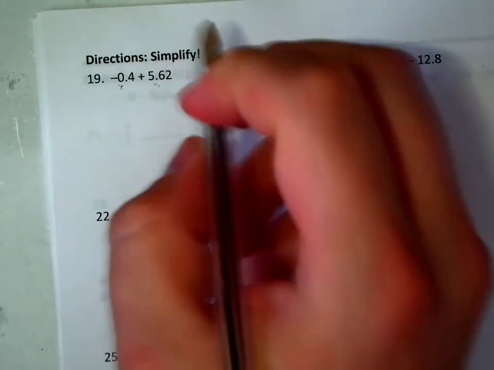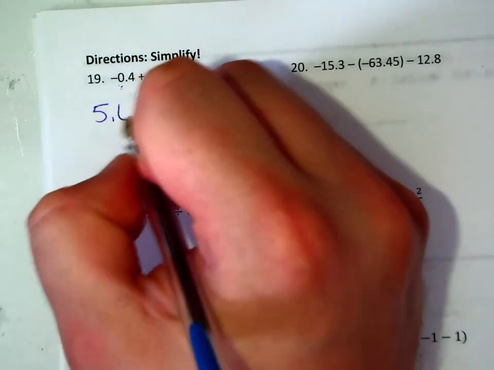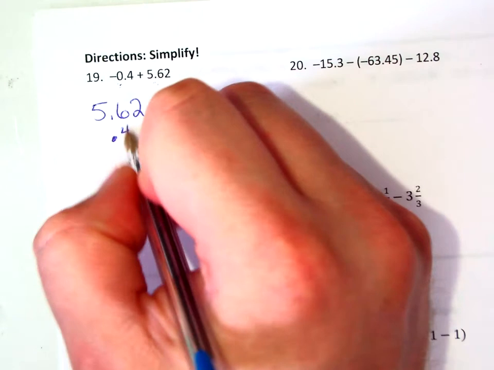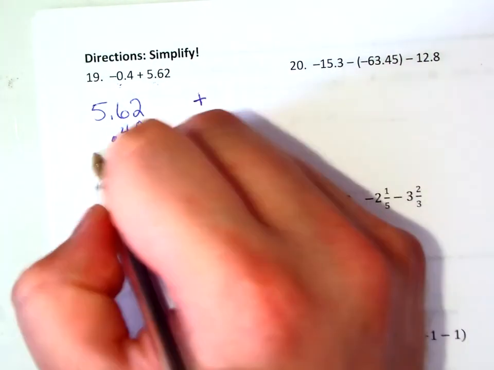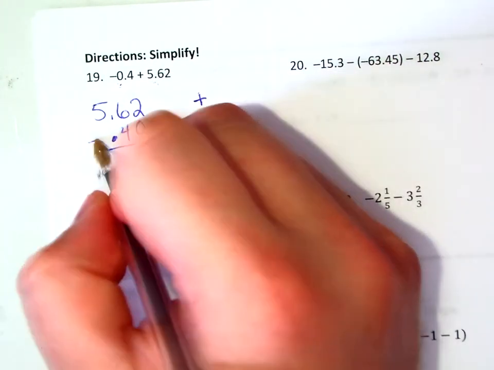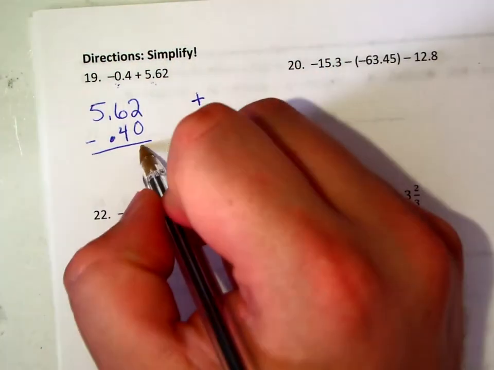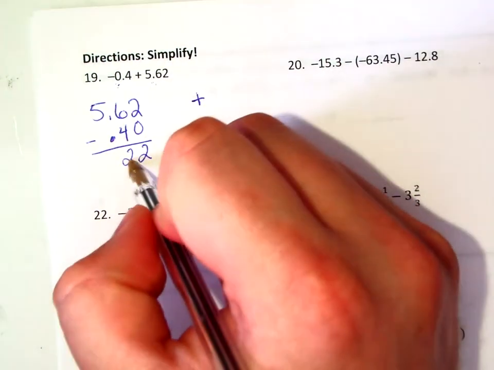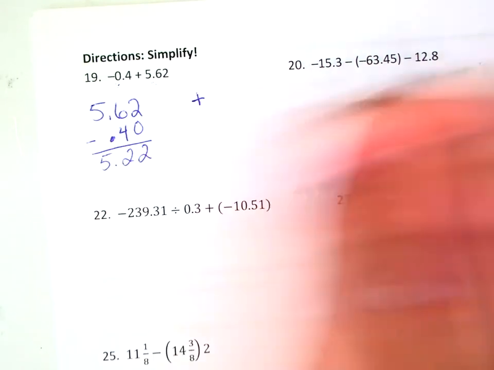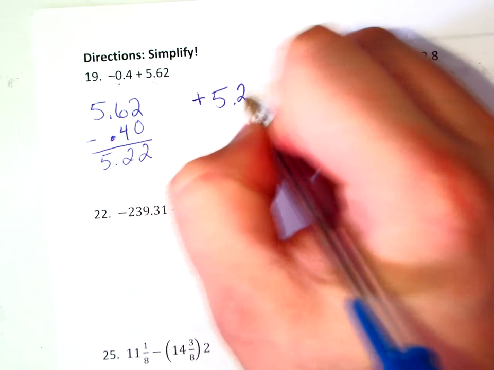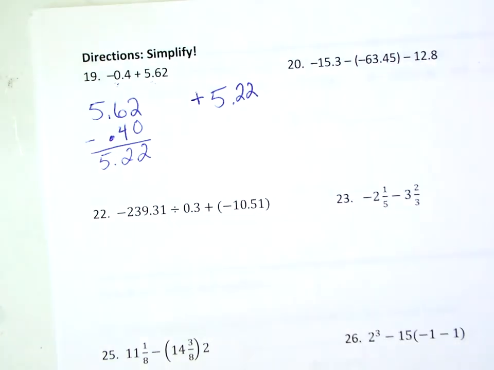And then we just need to find the difference between those two numbers, 5.62 and 0.4. And we're finding the difference. Excuse my cough. 2, 6 minus 4 is also 2. Bring the 5 down. So our solution is 5.22, and we said it was going to be positive, so positive 5.22.